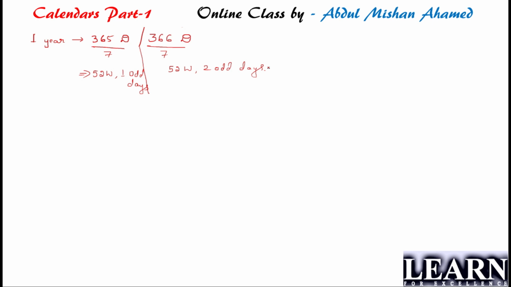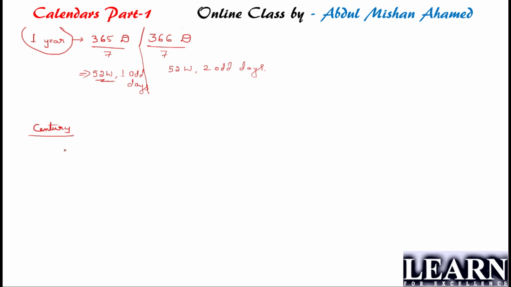Now after that we have something called a century. We now know about the year: 1 year has 365 days, that is, a normal year will have one odd day. We are not concerned about the weeks, guys, we are talking about the odd days. A normal year will have one odd day, and a leap year will have two odd days. So you need to understand this.